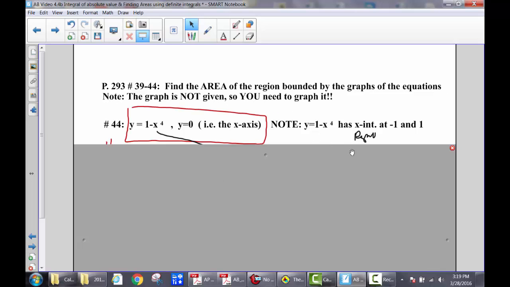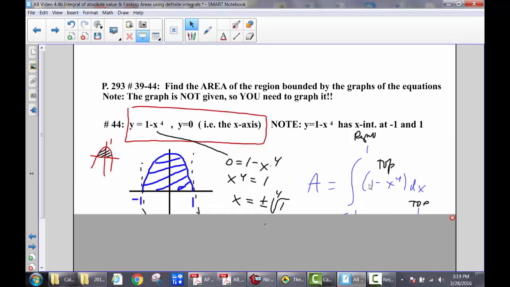All right, 1 minus x to the 4th. You should realize if I replace y by 0, this factors into 1 plus x squared, 1 minus x squared, which means it has x-intercepts at 1 and negative 1. And you should know it's kind of a skinny parabola turning down, and it got moved up 1. So it looks like this. And it says bounded by the blue curve and y equals 0, i.e. the x-axis. So it means this region right here.